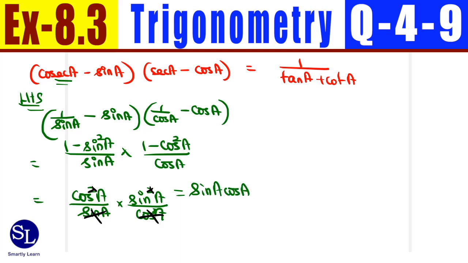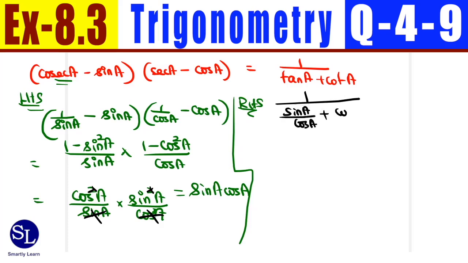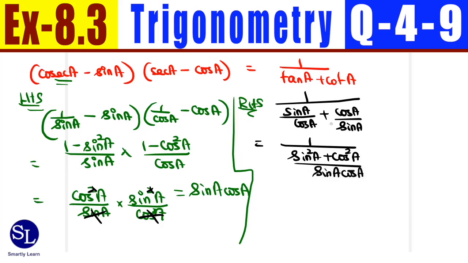Now let's take up the RHS and try to simplify that. In the RHS also, I don't see any identity that I can apply. So I'm going to convert this tan A and cot A to corresponding basic ratios. So this will be 1 divided by (sin A by cos A plus cos A by sin A). Now I'm going to take LCM only in the denominator section. So this will become 1 divided by (sin squared A plus cos squared A), the whole thing divided by sin A cos A. By the denominator's LCM, I have cross multiplied and derived this particular expression.